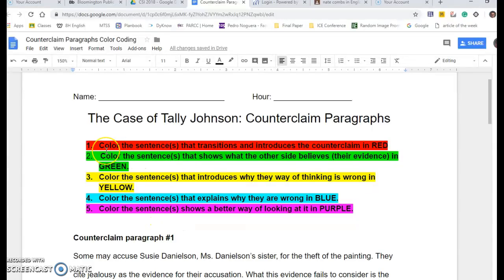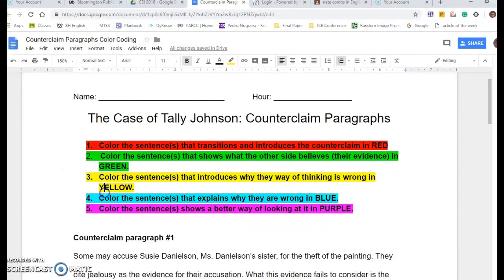So what a counterclaim paragraph is going to consist of are sentences that transition and introduce the counterclaim. They also show what the other side believes. They introduce why that way of thinking is wrong. They also explain why that way of thinking is wrong. And then finally, they show a better way of looking at the situation.